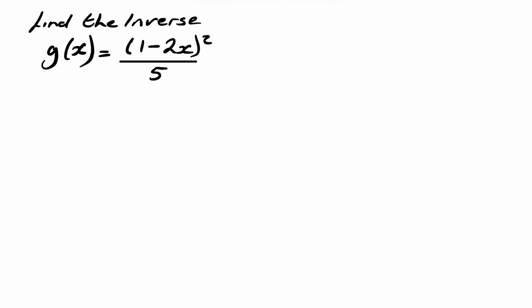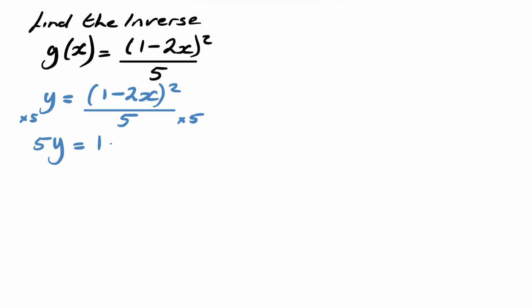And then the last one, as I promised you, here it is. We have g of x equals 1 minus 2x all squared over 5. So again, we're going to let g of x be y. And what we want to do is we want this y to be in the bulk of the equation, and then we want x as a subject. Like before, let's get rid of the denominator. That's a 5, so we multiply both sides by 5. That gives us 5y equals 1 minus 2x all squared.